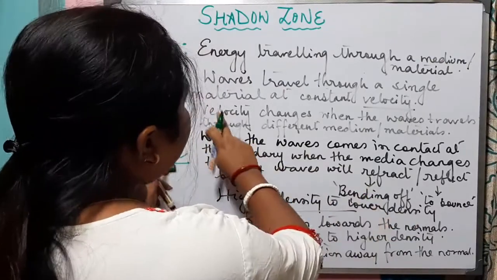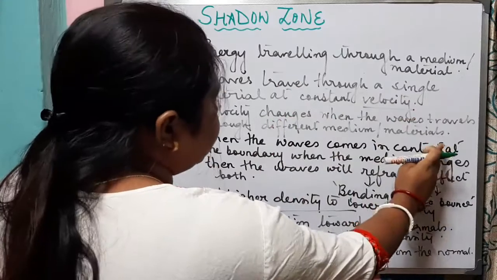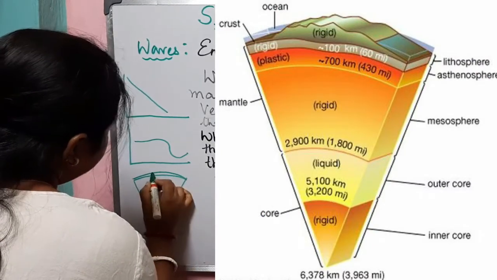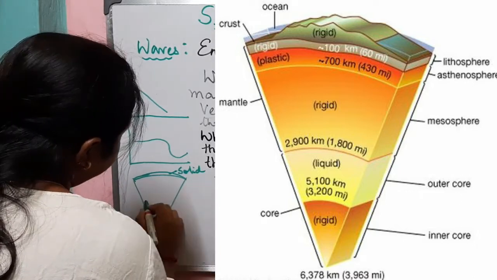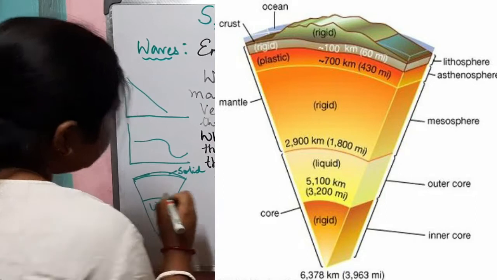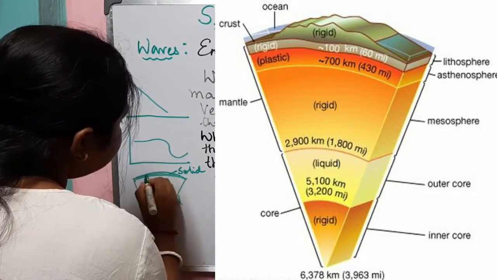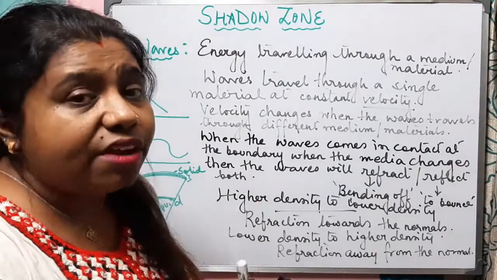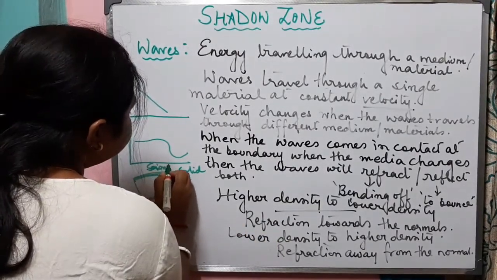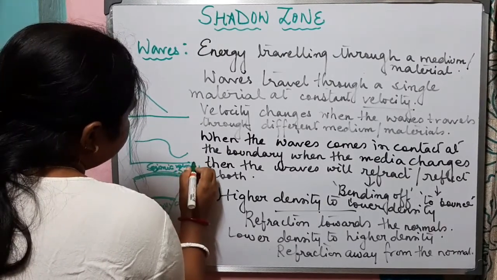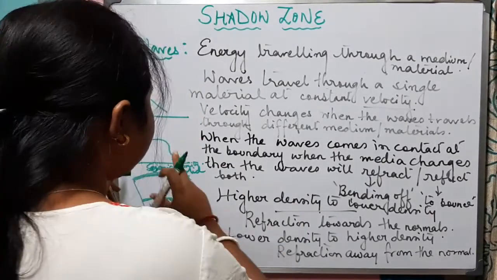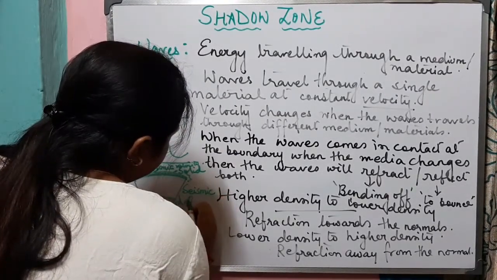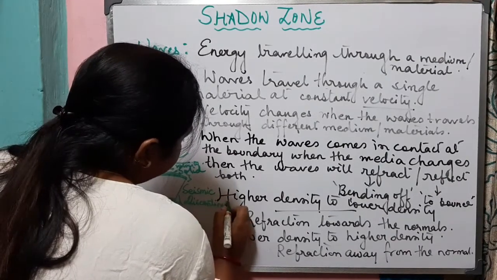Why is the velocity changing? As I said, velocity changes when the waves travel through different materials. So here it is solid and here it is liquid. As the waves are changing their medium at this boundary, we will see that there is a change in the velocity. There is a change in the seismic velocity, because we are talking about the seismic waves. So here the seismic velocity changes across this boundary. And we call this the seismic discontinuity.